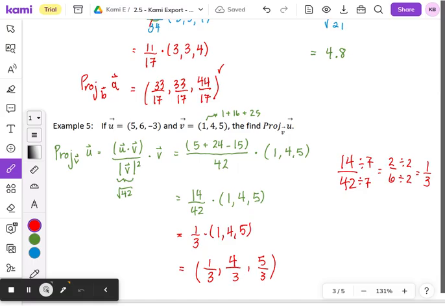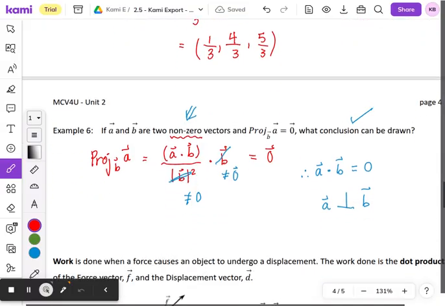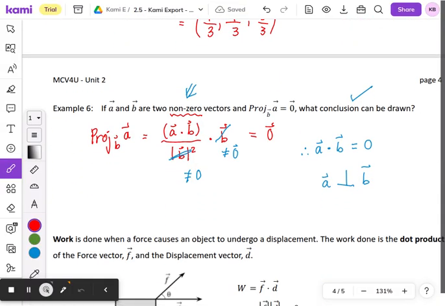Okay, and then we have one last question. This is the one I'm going to walk you through because this is an important thing, more of a thinking question. So notice here we're being asked to explore the projection of a onto b. And the important thing here is that I am told that a and b are two non-zero vectors and their projection vector is the zero vector. Okay, and it says what conclusion can be drawn?